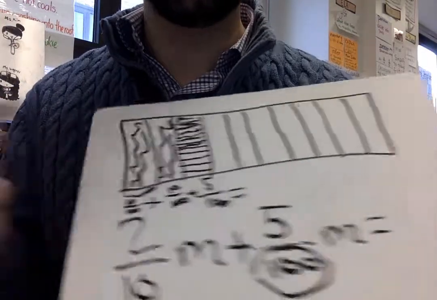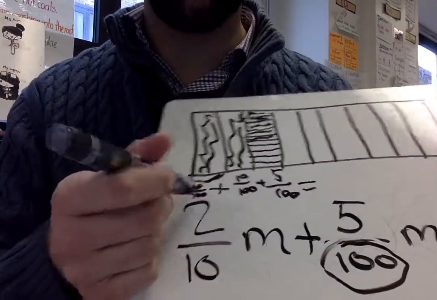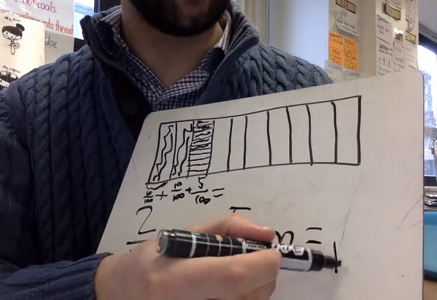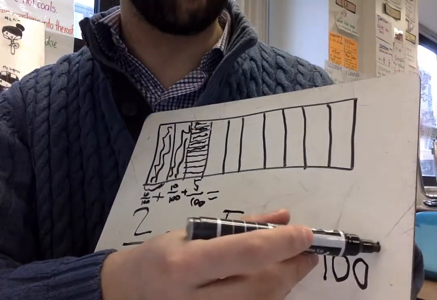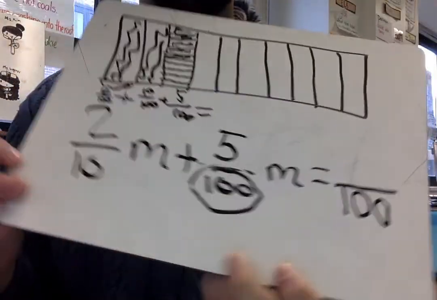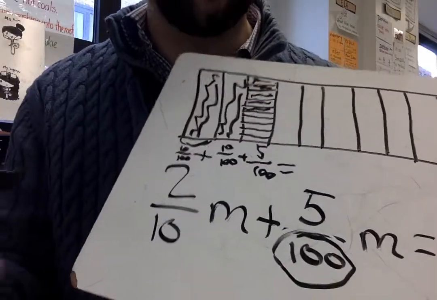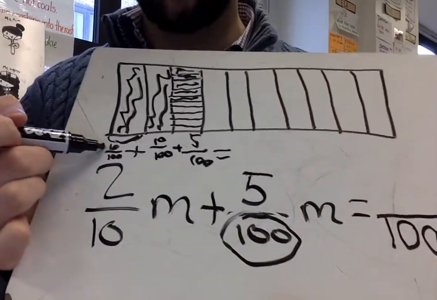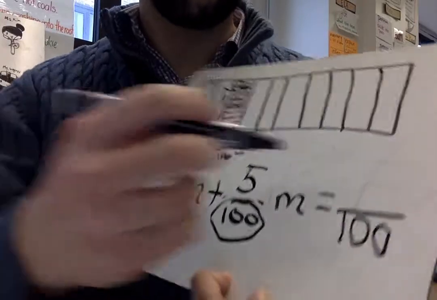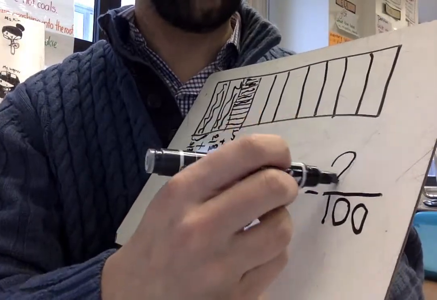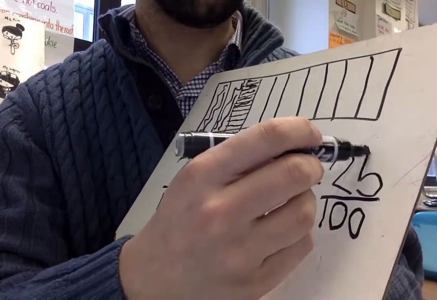And now my job becomes a little bit easier, right? Because I know when I'm adding fractions, my denominator is going to stay the same. So I'm still working in hundredths. That's still going to be the total amount of parts I have. And now I can just add my numerators. 10 plus 10 is 20, plus 5 is 25. So I have 25/100ths.